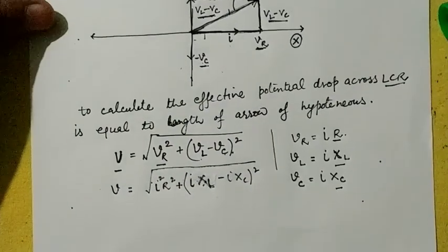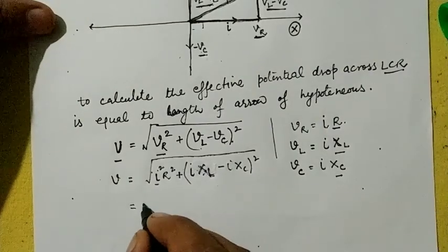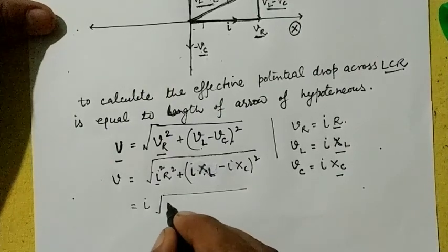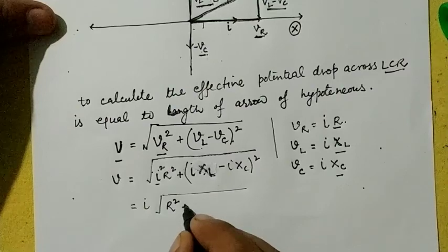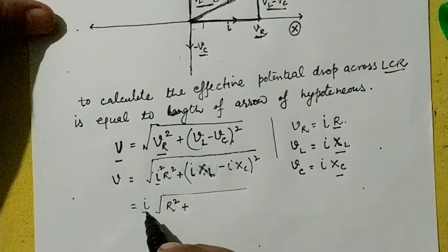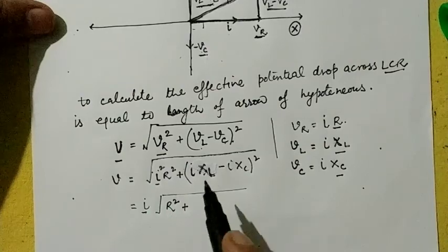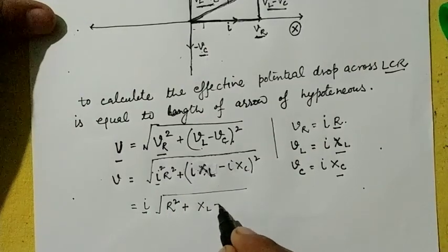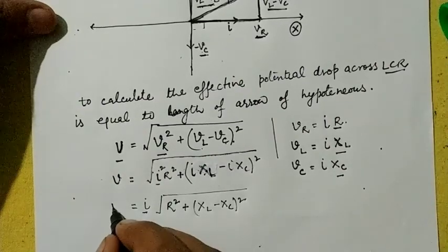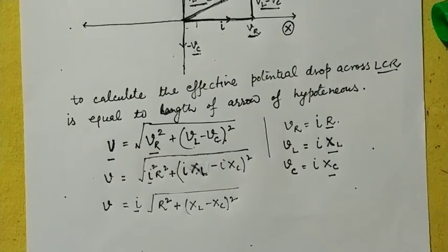After we solve it further, what do we get? Here I is common. So what is left here? R is left, that is R square. Here also I is taken common. So it becomes I square, and since it is under a square root, I is written outside. So we are left with R square plus XL minus XC whole square. So this is your effective value of the potential drop across the LCR circuit.